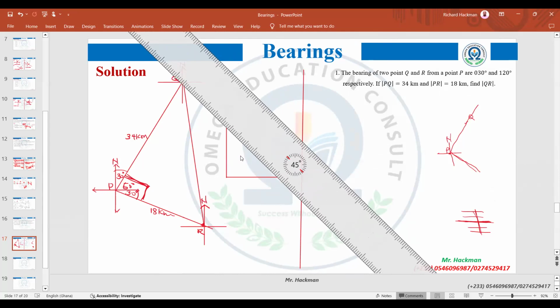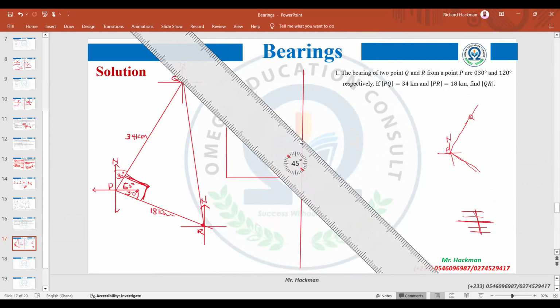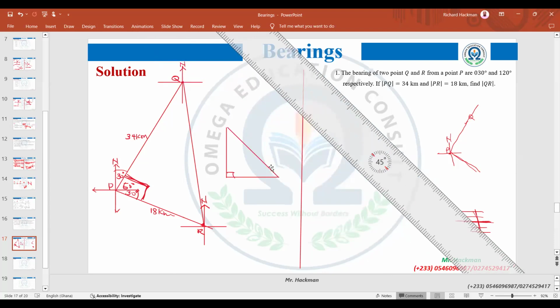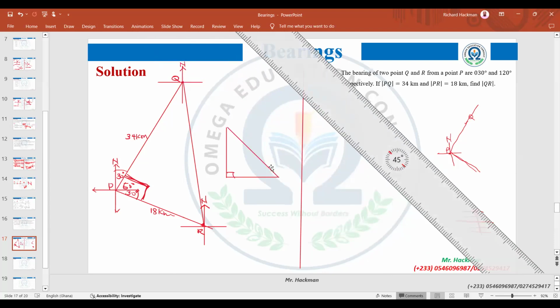So I'm drawing my right angle triangle because I know that it's a right angle triangle. And for every right angle triangle, your duty is to locate the point that your triangle is right at.